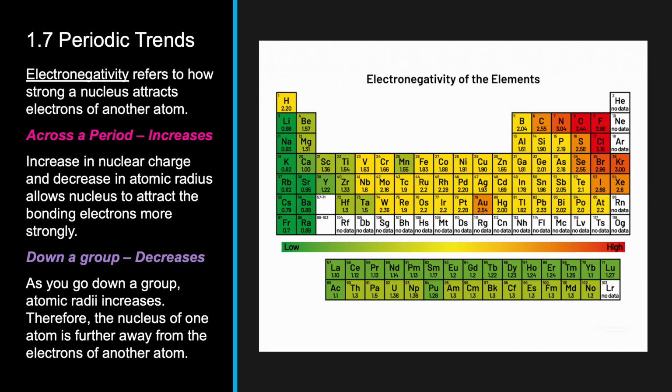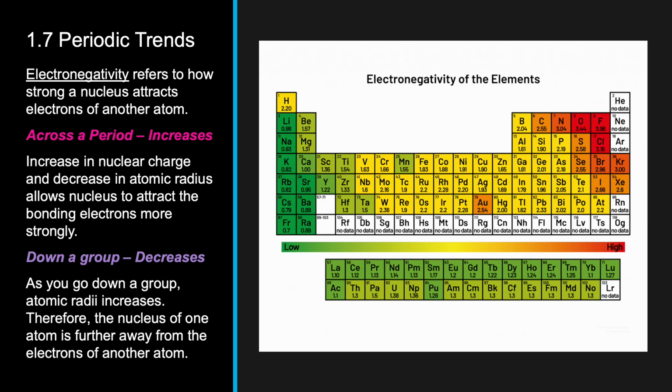Electronegativity is how strongly an atom's nucleus can pull on the electrons of another atom in a bond. So as you move across a period, electronegativity is going to increase because the nuclear charge is going to get stronger and the atoms are even smaller. So the nucleus has a stronger pull on those bonding electrons.